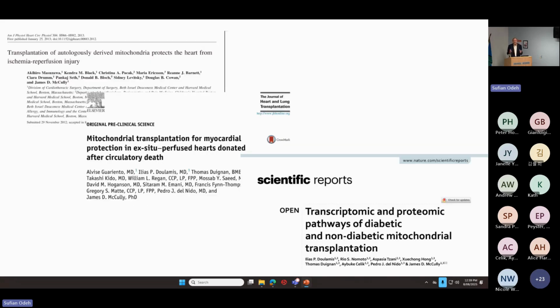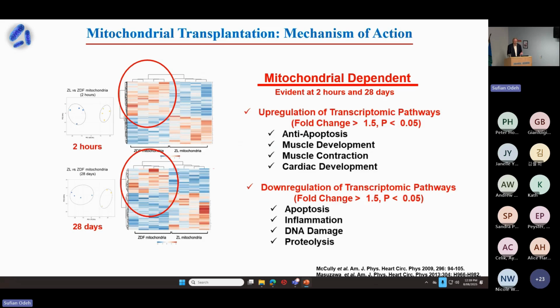Now, I've shown you these changes. These changes only occurred at 4 hours. So the obvious question, well, does this persist? Well, here's a couple of papers where we've gone into a diabetic heart, and yes, they're up at 2 hours, and they're still there at 28 days. And they're up for anti-apoptosis, muscle development, muscle contraction, cardiac development. That's at 2 hours and at 28 days. And the downregulation, same thing: apoptosis, inflammation, DNA, and proteolysis.